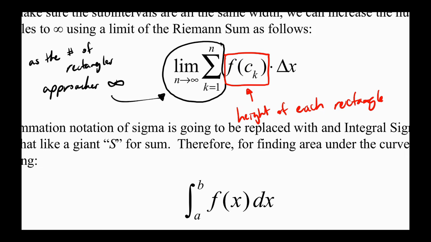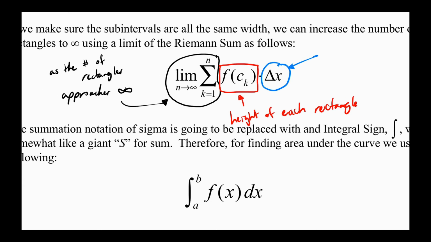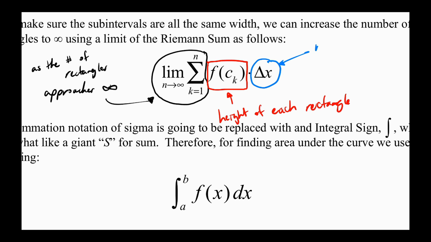I have the height of each rectangle. I need to multiply that times the width, right? Or the base. That's what the delta x is. That's what this guy represents: the width of each rectangle. Okay.